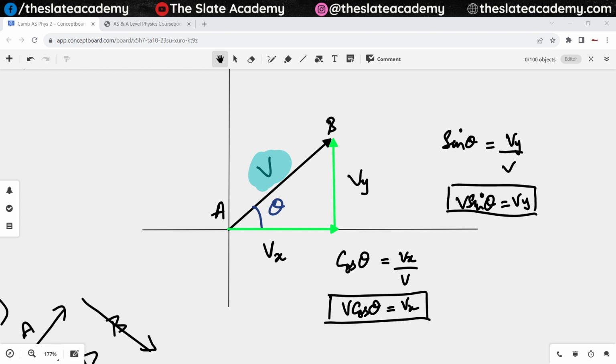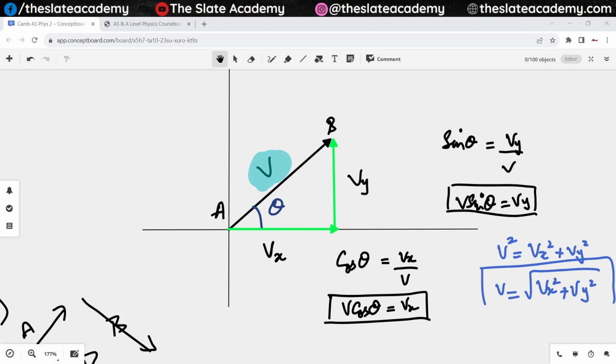For that, I'll again use the right angle triangle properties. So first of all, V squared is equal to Vx squared plus Vy squared. And if I want to calculate V, it will be equal to the square root of Vx squared plus Vy squared. Agreed, madam?